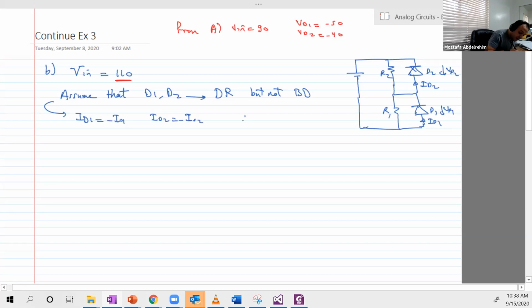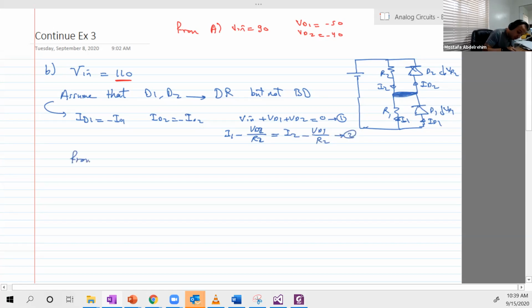Okay. And still we have from KVL, V input plus VD1 plus VD2 is equal to 0. Same equations, just one number has changed. And this is equation number 1. And we have another equation from this node here, where this is I1 and this is I2: I1 minus VD1 over R1, I'm sorry, R2, equals I2 minus VD1 over R2. This is equation number 2.